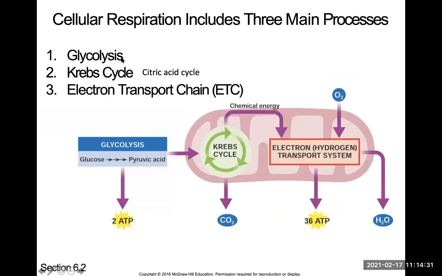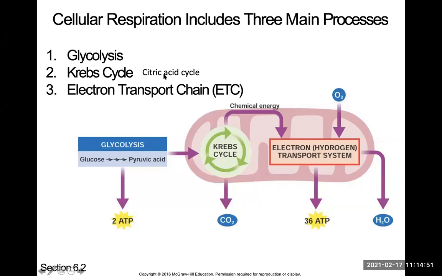So glycolysis is going to break down glucose. It's going to produce 2 ATP. And then Krebs cycle is also going to produce 2 ATP. Don't worry about writing the numbers down right now. I'll give you a table for that. And then electron transport chain produces most of the ATP, 36 ATP.